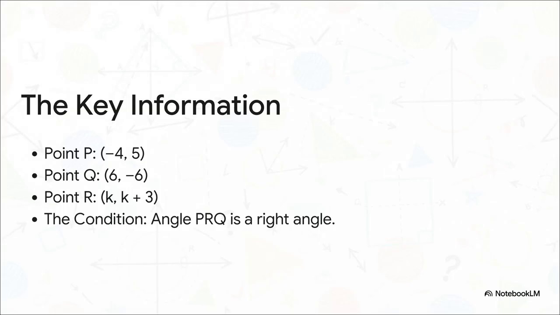Okay, so here's the key info all laid out. We've got our point P and our point Q. Those are locked in. But then there's point R, which is a bit of a moving target, right? Its location is totally tied to whatever k turns out to be. And that last point, that's the real game changer. The angle at R is 90 degrees. Everything hinges on that fact.